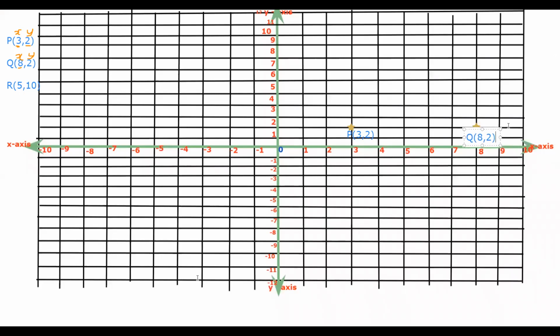Then you write the coordinate attached to that, which is 8 and 2. Okay, good. Then the last point that you need to plot here is what? The point R, which is 5 and 10. The 5 belongs to the X and the 10 here belongs to the Y.